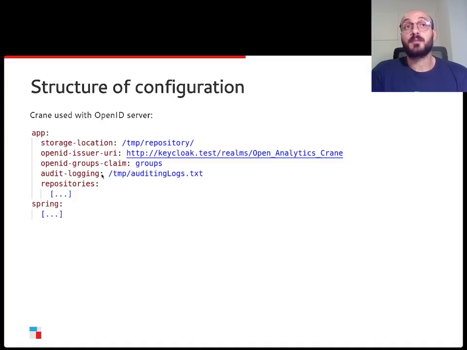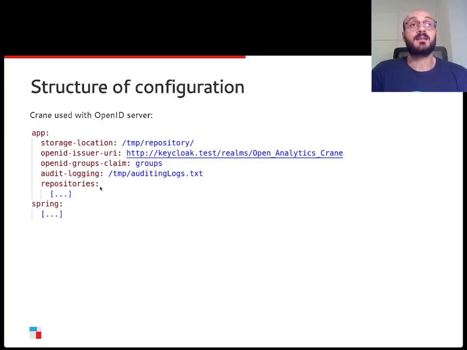Another property that's more security related is called the audit logging property, which defines a file location where Crane will dump user actions to, for example, have a better look at possible disaster scenarios, like why did a very confidential file get deleted and by whom.